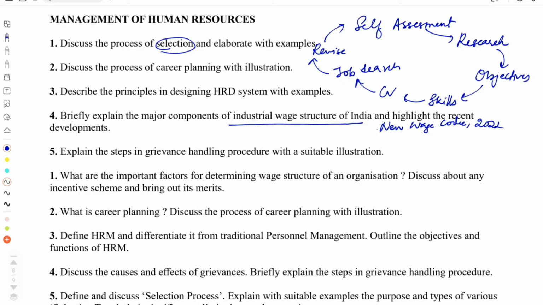The compensation and benefits include job evaluation, wage and salary administration, incentive, bonus, fringe benefits, social security measures, all those things. Then comes integration, that is employee engagement, employee welfare, counseling, ethics and HRM, employee morale handling, all those things. Then employee-employer relations like grievance redressal or union management, disciplinary management, all those things.